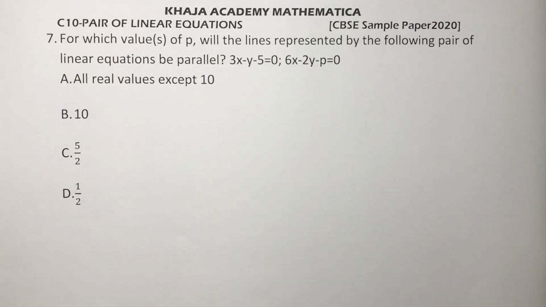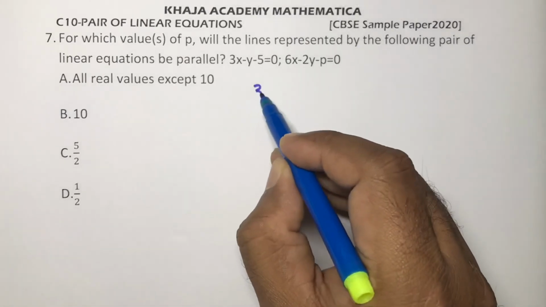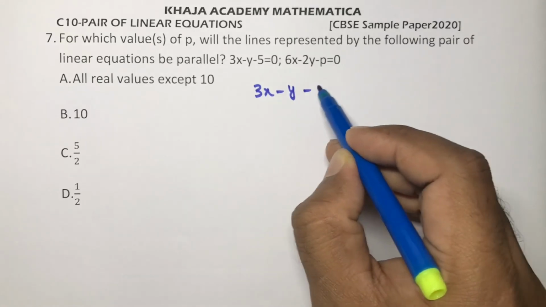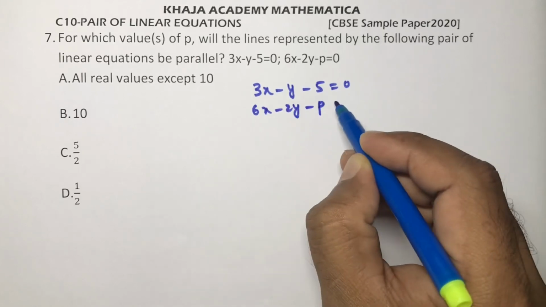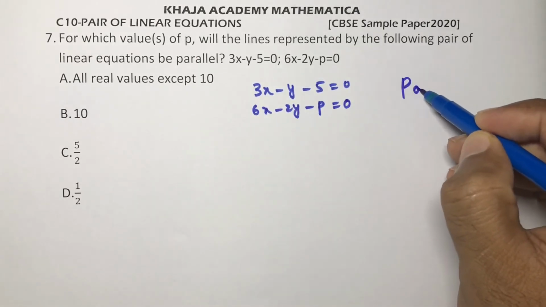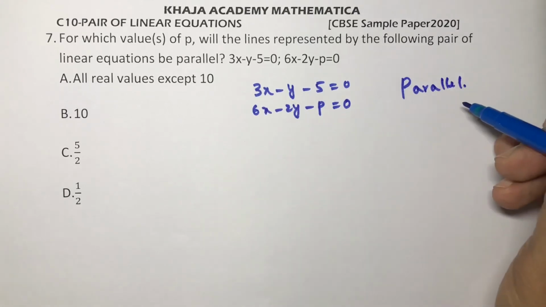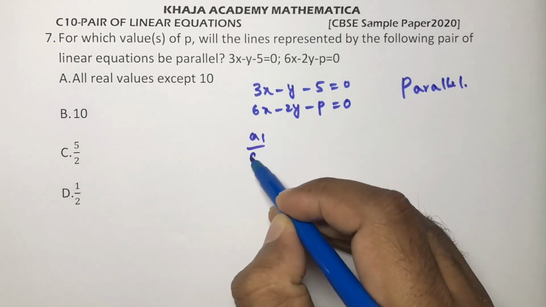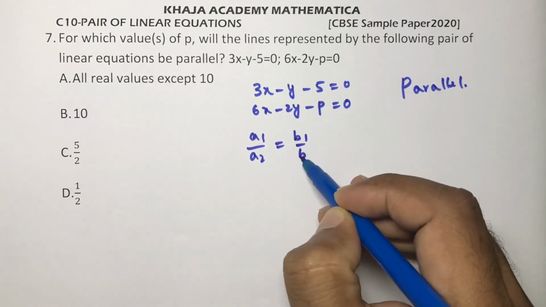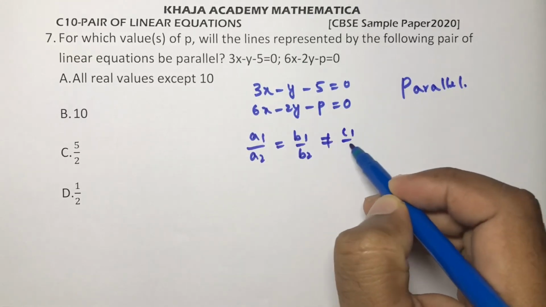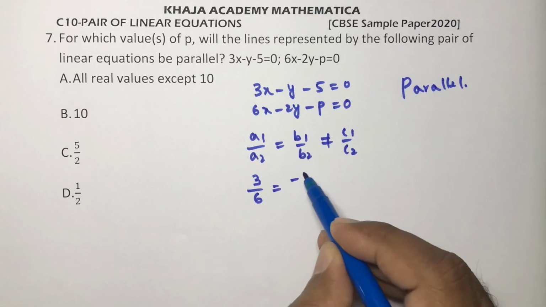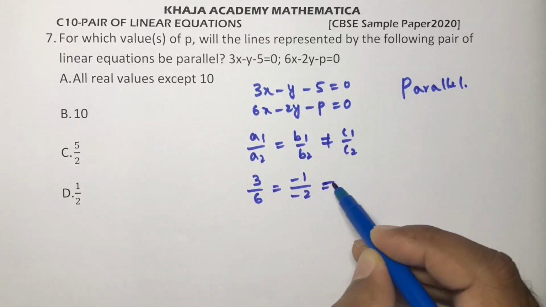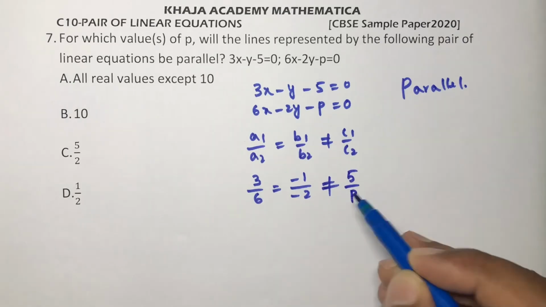For which values of p will the lines represented by the following pair of linear equations be parallel? 3x minus y minus 5 equals 0, 6x minus 2y minus p equals 0. They want the lines to be parallel. So the condition for parallel lines is a1 by a2 equals b1 by b2, and it is not equal to c1 by c2. So if we substitute the values, 3 by 6 and minus 1 by minus 2, and it is not equal to 5 by p.